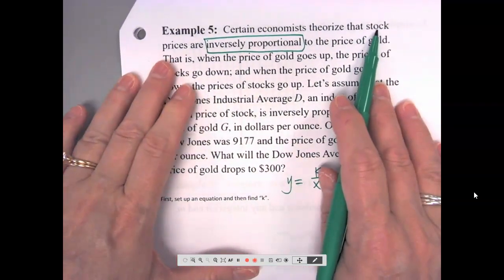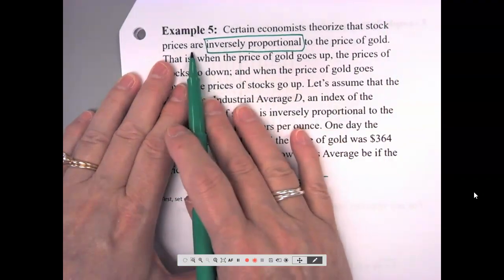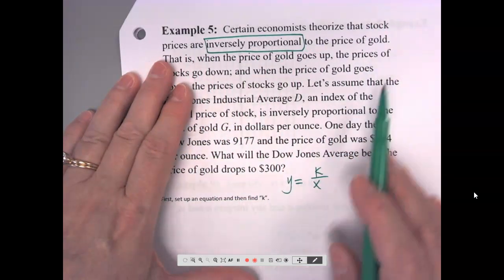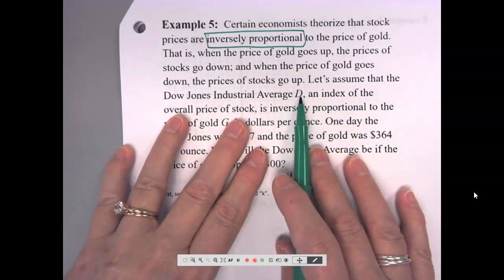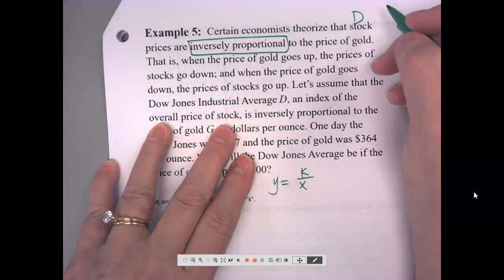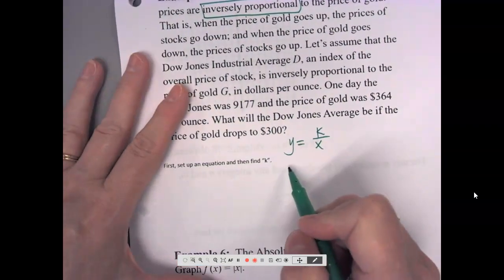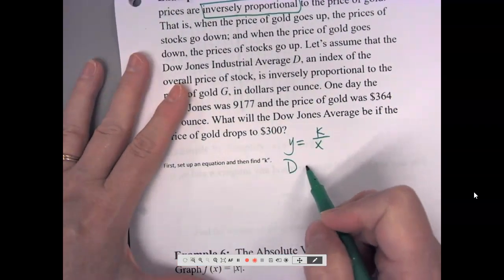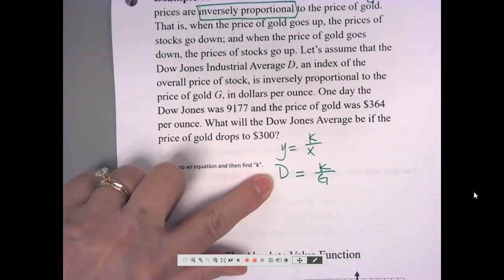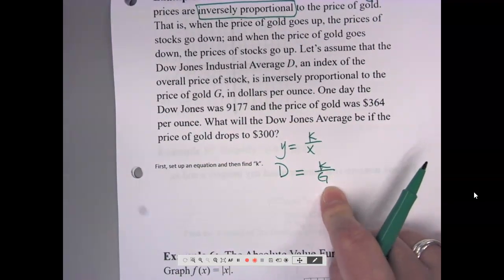Stock prices are, that's a form of, right? So stock is inversely proportional to gold. Okay, our stock was D, is inversely proportional to gold, which is G. So my equation would be D equals K over G. Stock is inversely proportional to gold.